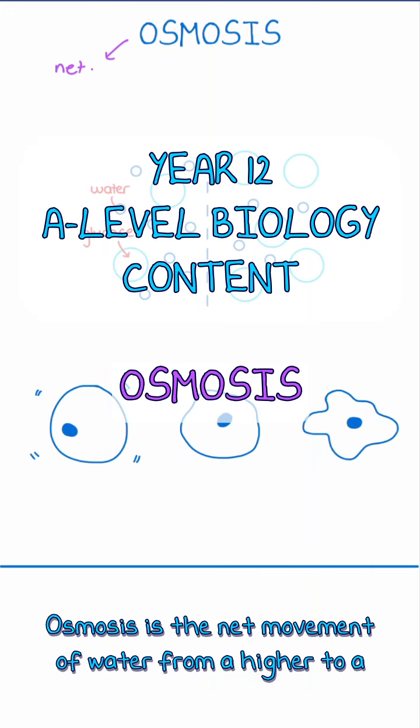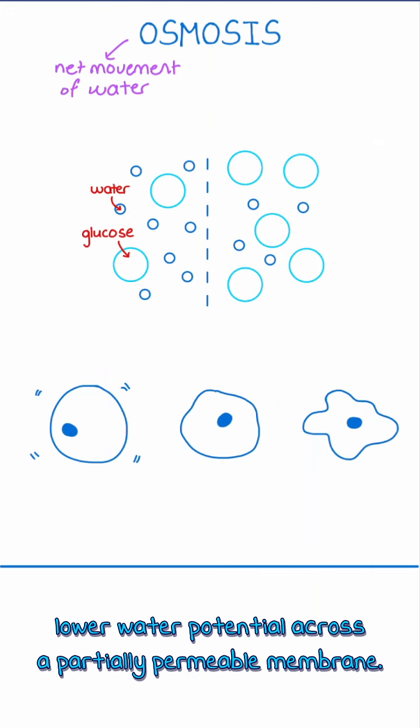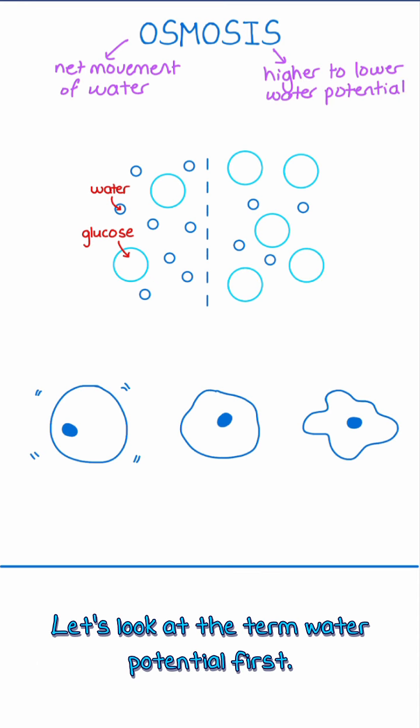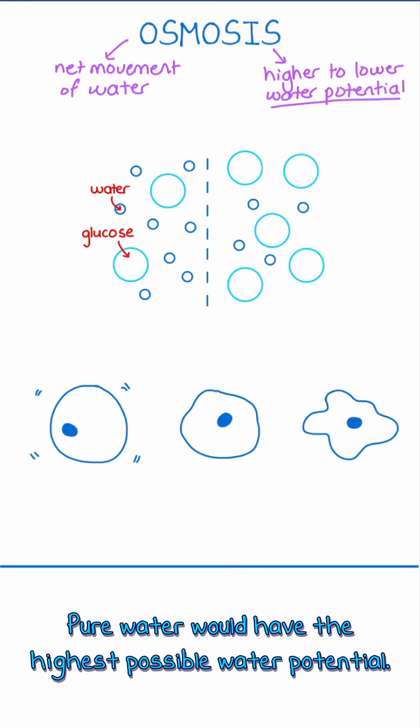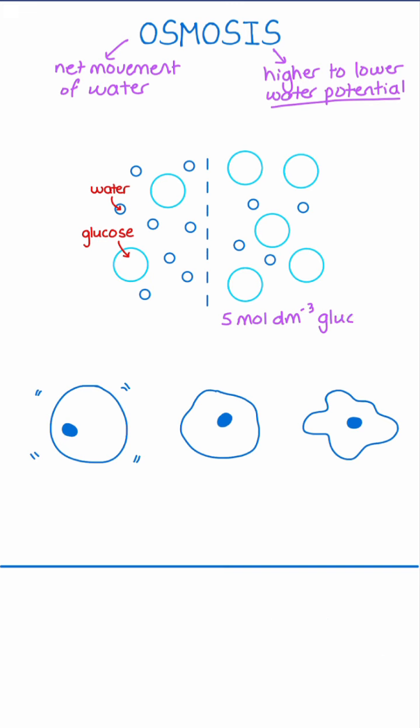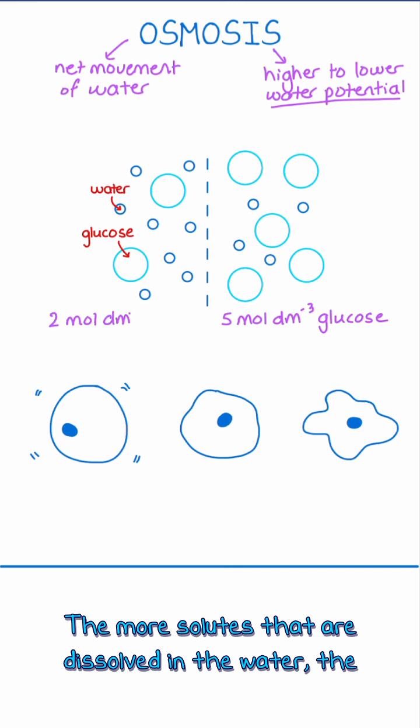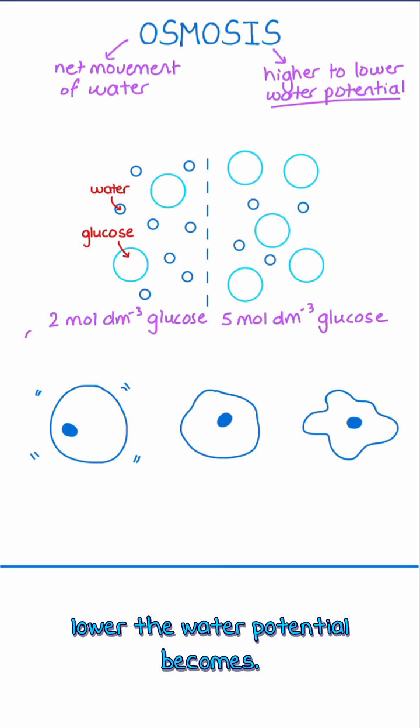Osmosis is the net movement of water from a higher to a lower water potential across a partially permeable membrane. Let's look at the term water potential first. Pure water would have the highest possible water potential. The more solutes that are dissolved in the water, the lower the water potential becomes.